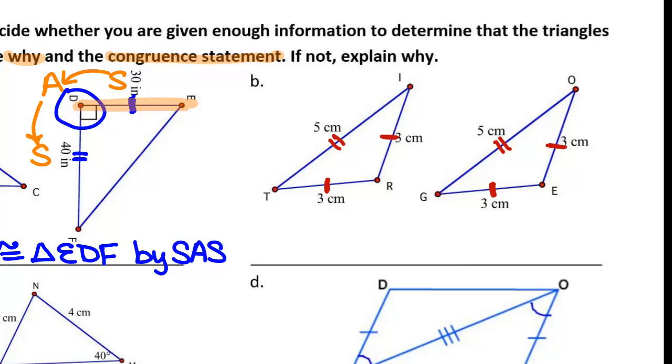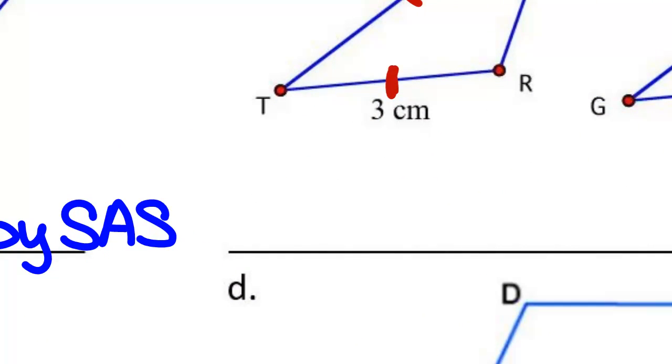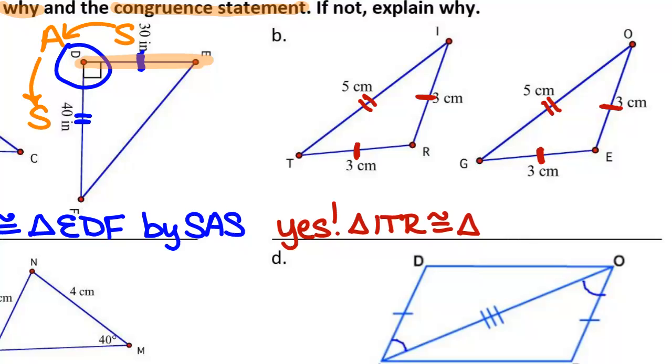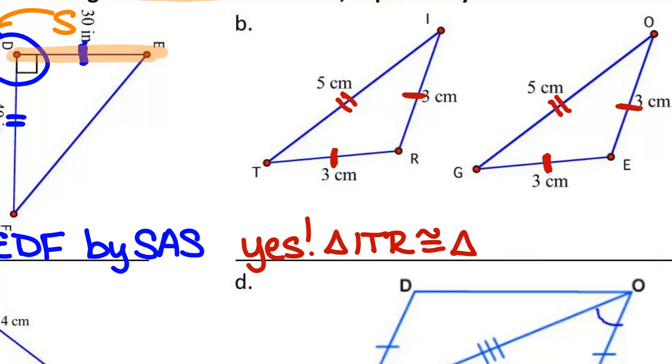SSS, side, side, side. So are these two triangles congruent? Yes. So we're going to write our triangle congruent statement. Triangle, first triangle. Are you okay if we call the first triangle ITR? It does not matter how I name the first triangle. But then for the second triangle, I have to make sure to match up the corresponding congruent parts.